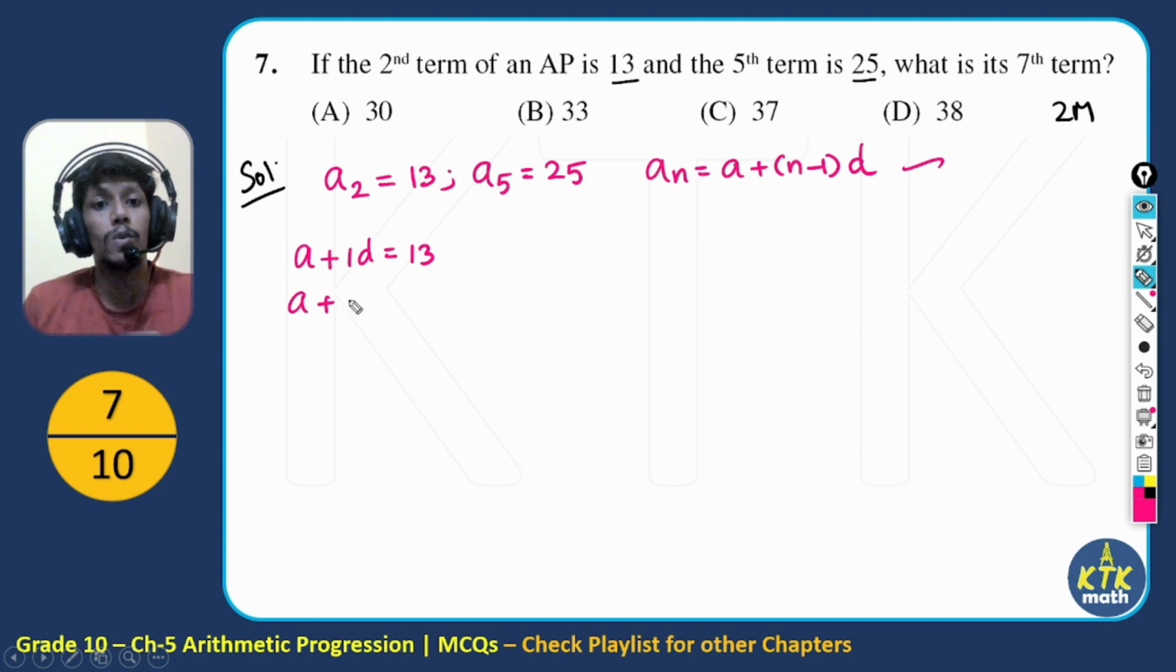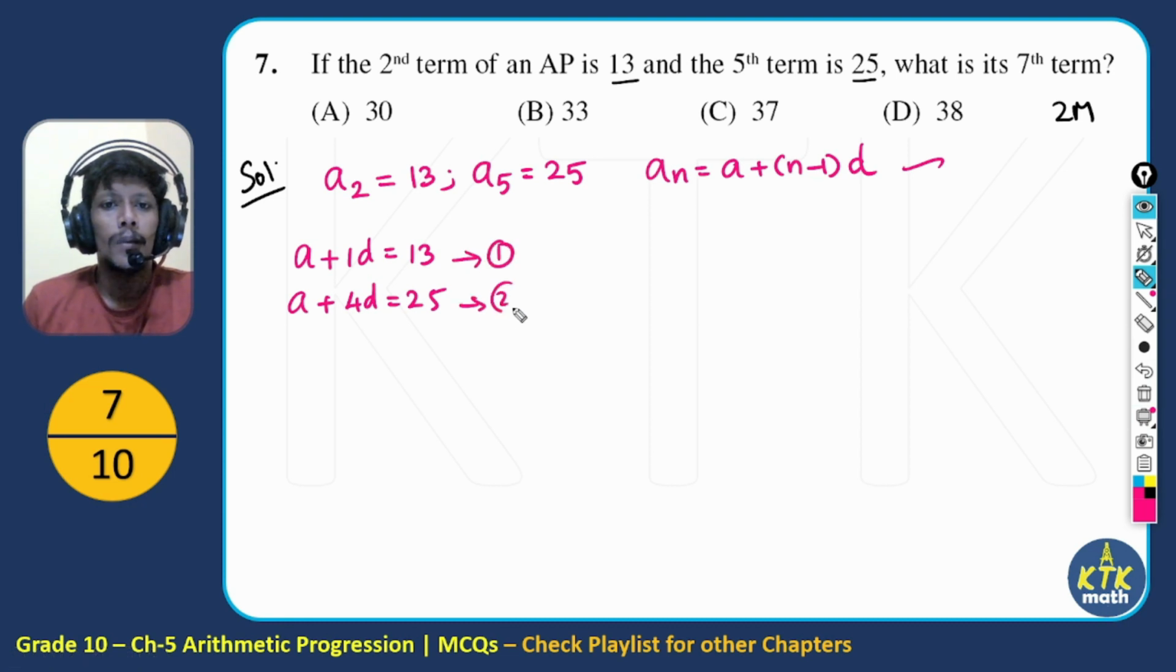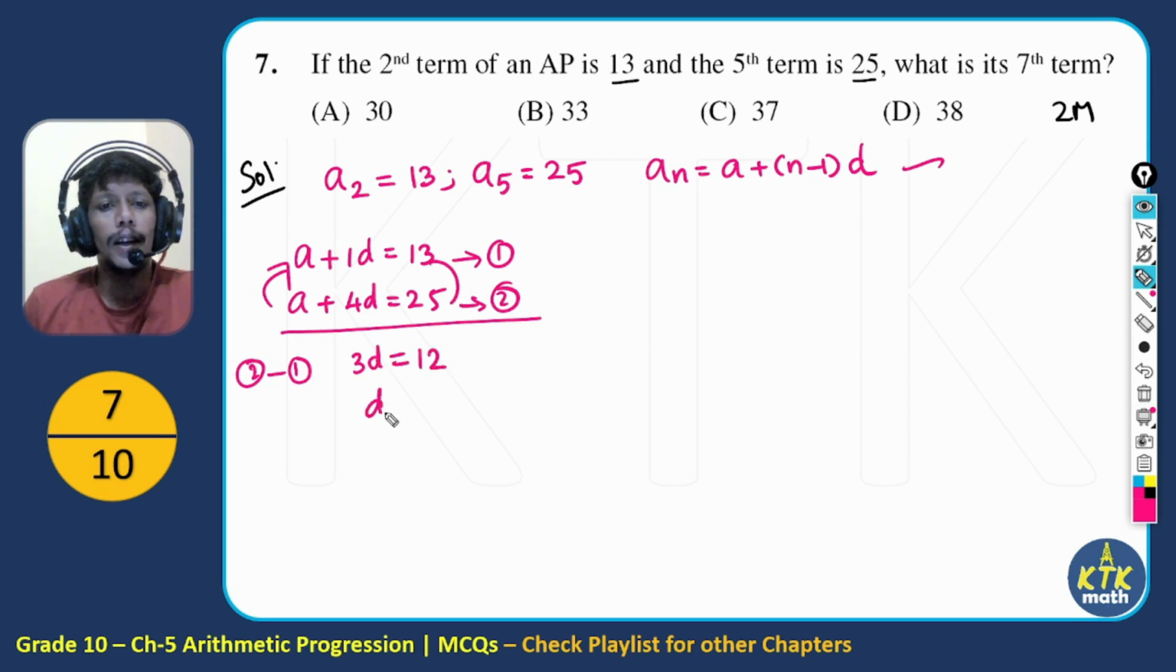N minus 1, 5 minus 1, 4D. I can write this as 25. Now I got 2 equations, 1 and 2. You just subtract equation 1 from equation 2, see what you are getting. A minus A will get cancelled, no? Yes or no? So 4 minus 1, you are going to get 3D. 25 minus 13, you will get 12. So D value is 12 over 3, which will be 4.